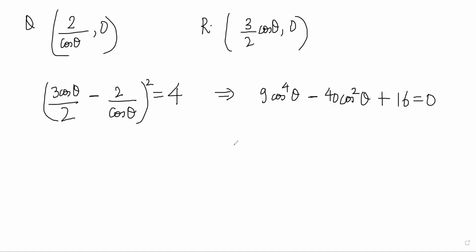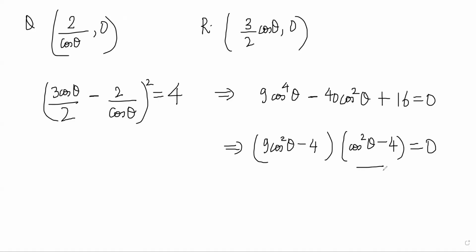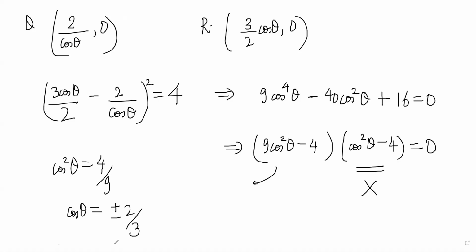And this can be factorized. And what you will get is 9 cos square theta minus 4 multiplied by cos square theta minus 4 equal to 0. Now cos square theta can never be equal to 4 because cos theta is less than 1. So from here you get cos square theta is 4 by 9. So cos theta would be plus minus 2 by 3. But the question said that the angle theta was between 0 and pi by 2. So this implies that cos theta cannot be negative 2 by 3. It has to be plus 2 by 3. And that finishes off our proof.